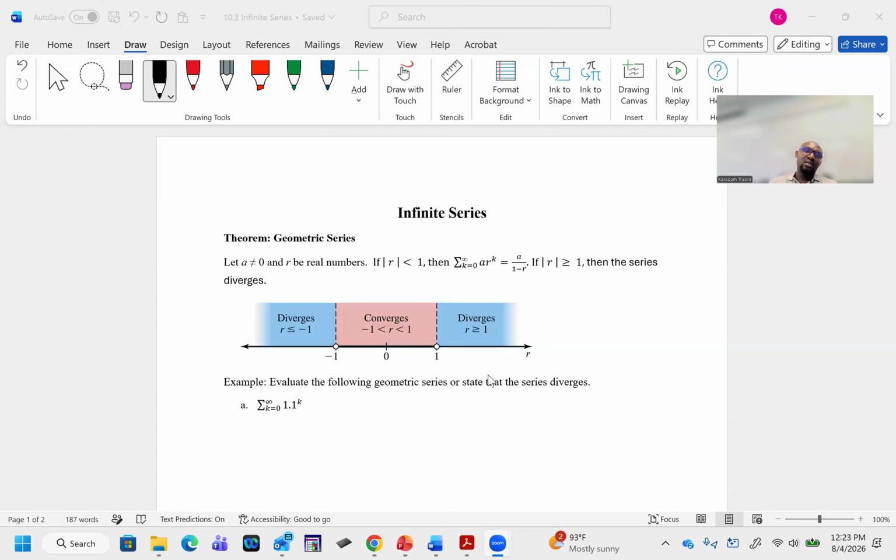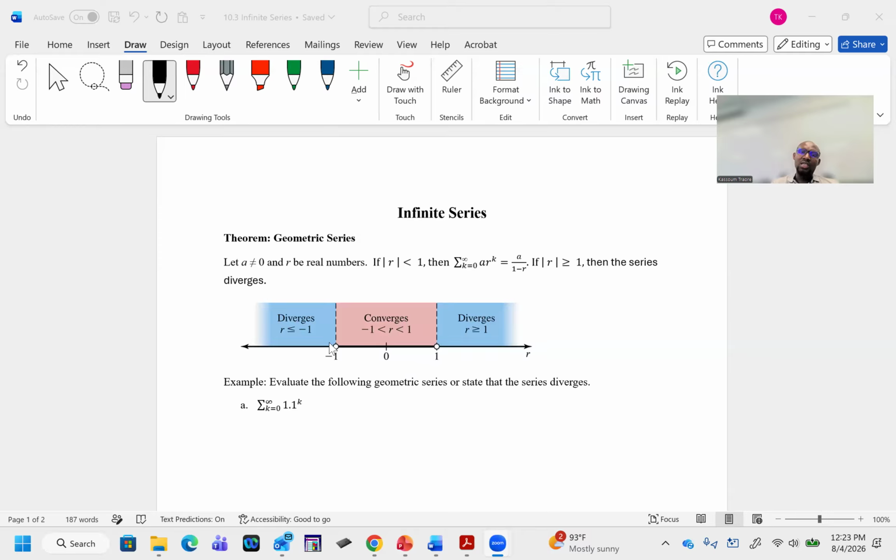So let's start with the theorem, geometric series. Let a be positive and r be a real number. If the absolute value of r is less than 1, then the sum from k equals 0 to infinity of a times r to the power of k is equal to a divided by 1 minus r. And if the absolute value of r is greater than 1, then the series diverges.